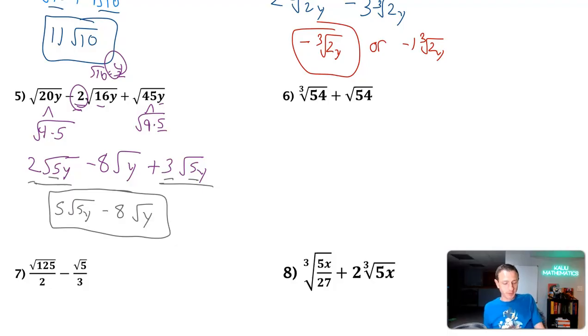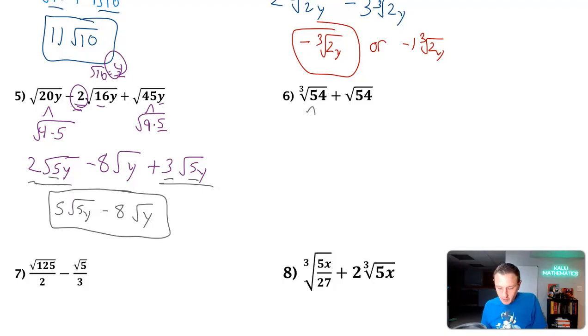Number 6, cube root of 54 plus square root of 54. There's two things you could do here. First, you can identify that these are not like terms because they have different radical indexes. It's cube root, this is a square root. So we know they're not like terms, but we can also simplify this down a little bit.